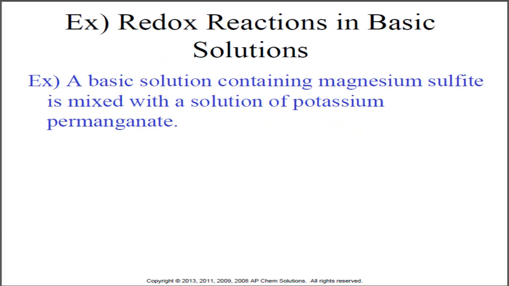So if we have a basic solution containing magnesium sulfite mixed with a solution of potassium permanganate, what are our reactants going to be? Well, we're going to have our permanganate ion and our sulfite ion, because our magnesium and our potassium are both going to be soluble with everything. So they're both spectators here. So what are our products going to be?